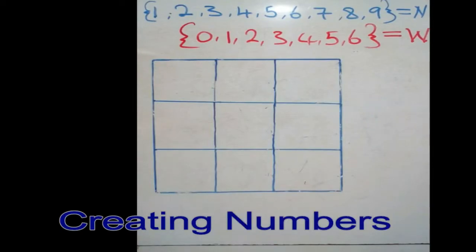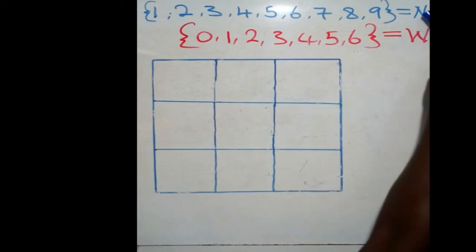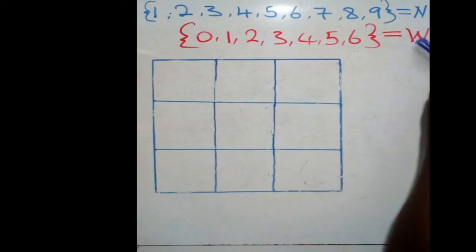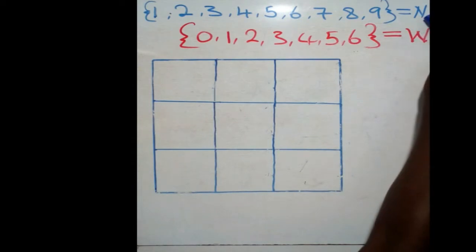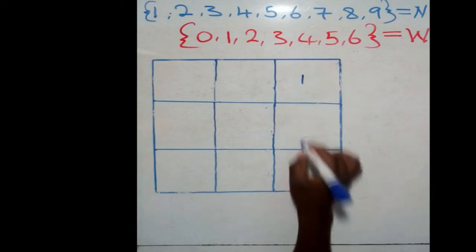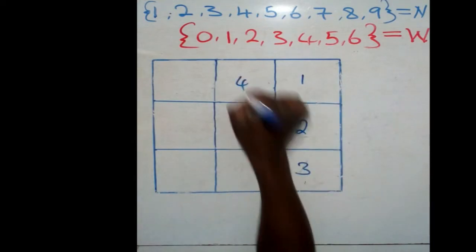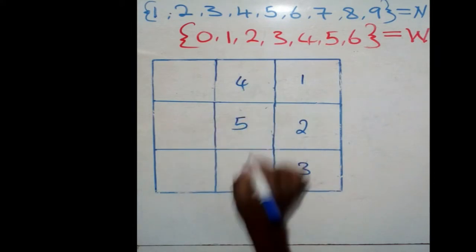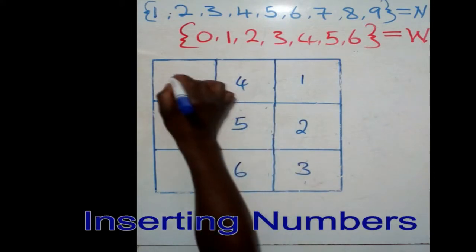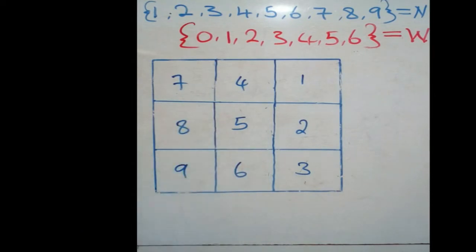On the solving board today, we want to play a game called Creating Numbers. In this case, we are provided with two sets, the set of natural numbers and the set of whole numbers. We'll start with the set of natural numbers. Write the number 1 here, the number 2 there, the number 3 there, the number 4, the number 5, the number 6 here. We have a 7 there, 8 and 9. All the blue numbers have been written in the square box.